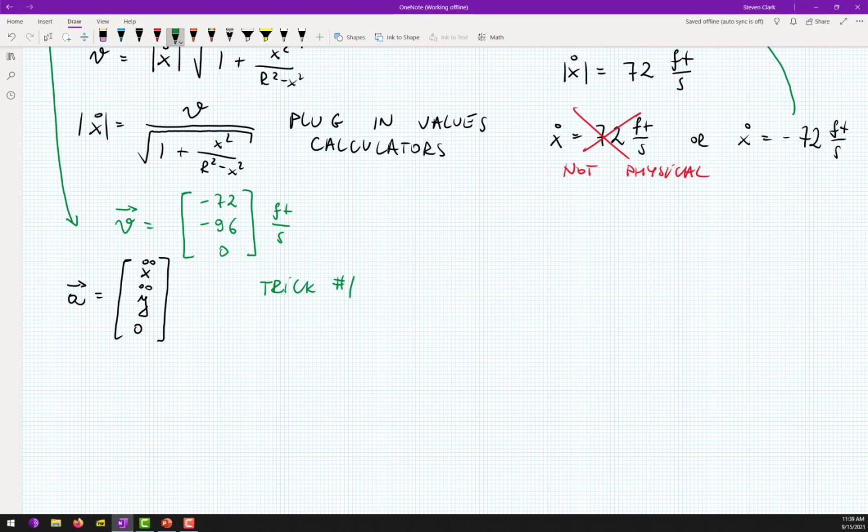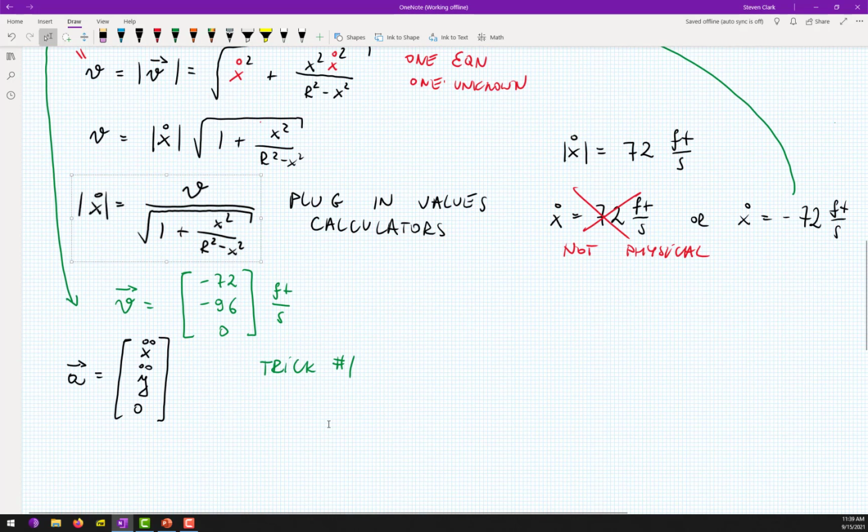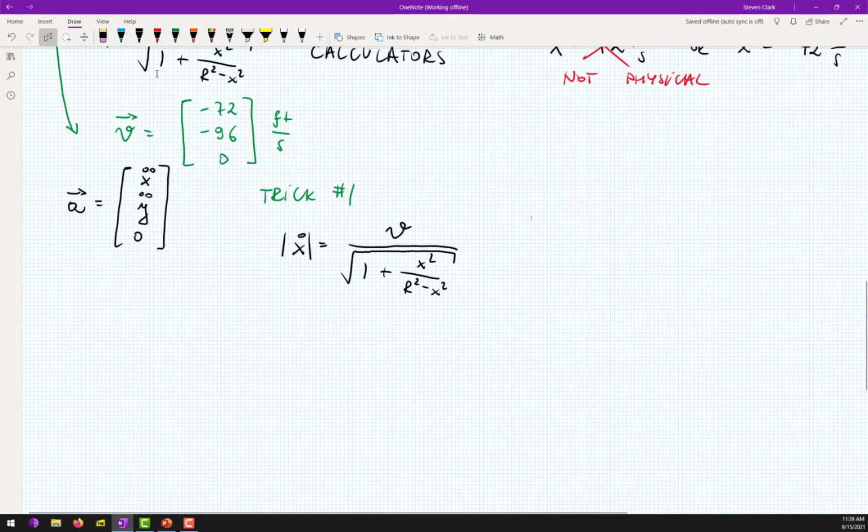Which equation would I like to take? I would like to take exactly this equation, and I would like to simplify it. However, let's get rid of that absolute value and put a minus in here, because our x dot was a negative value. And I would like to simplify this denominator.